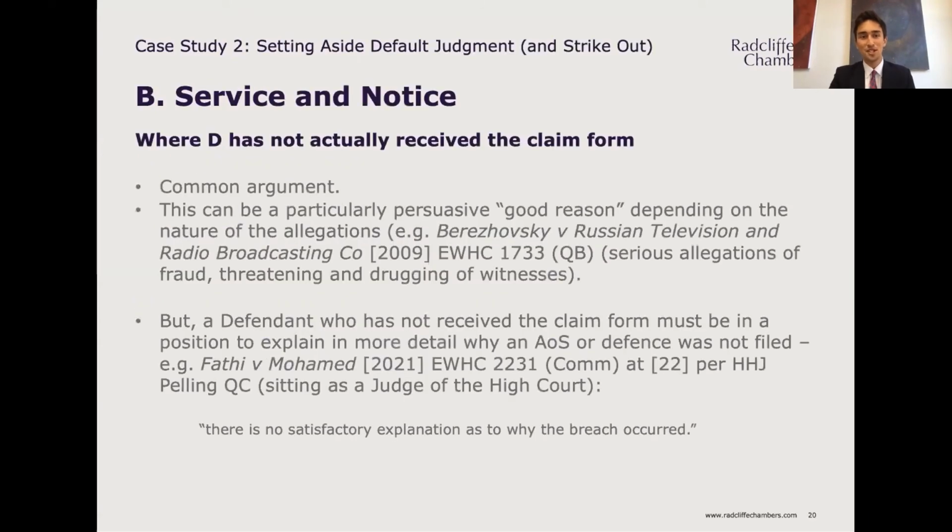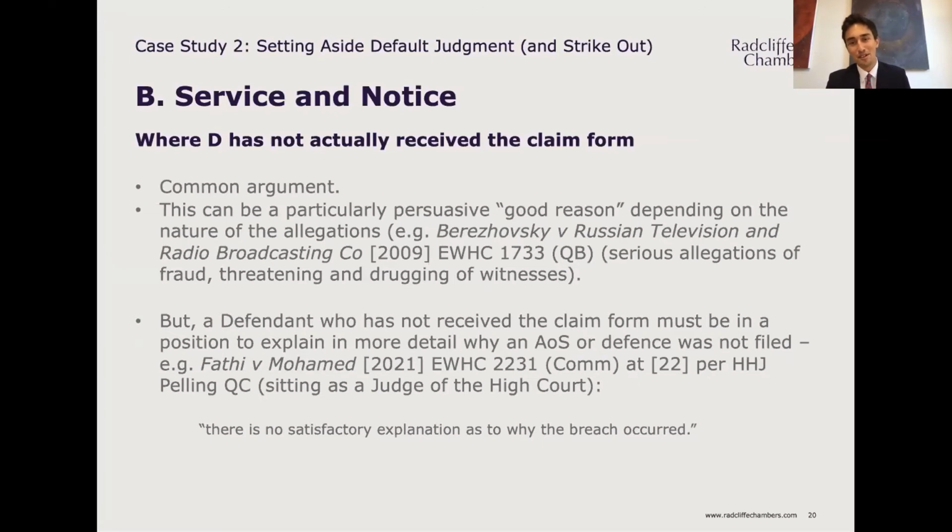And that is to be contrasted with the common argument that many of us will have seen before, that the defendant comes to you and says, that's all well and good, but I have not actually received the claim form. I didn't know these proceedings were going ahead. That is why I didn't respond to it. What do I do now? And as I've put there, it's a common argument. And I think all judges who deal with these applications are used to seeing this. And it can be a persuasive reason, a persuasive good reason, depending on the nature of the allegations.